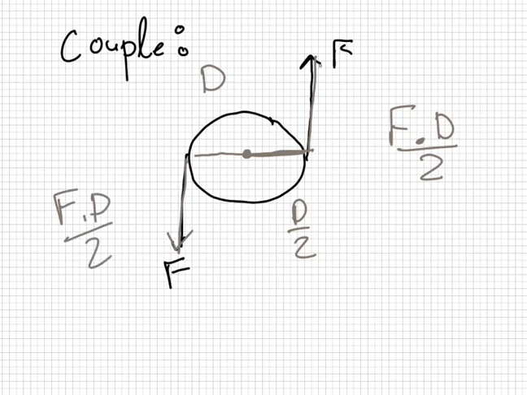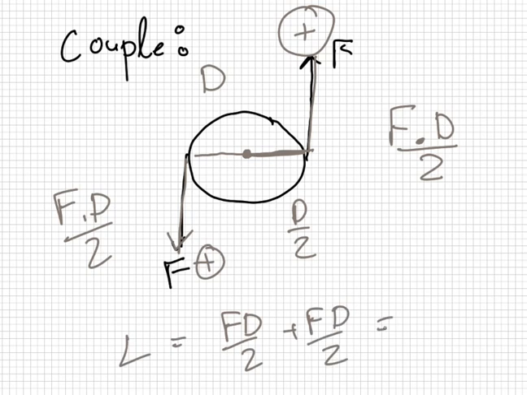Now, is this going clockwise or anti-clockwise? Anti-clockwise, so it's positive. Is this going clockwise or anti-clockwise? Anti-clockwise. So do these combine or cancel? Combine. The turning point is in the middle. It's turning around the middle. So this would be FD over 2 plus FD over 2. So in total, just FD. Okay. So this is the formula for a couple.